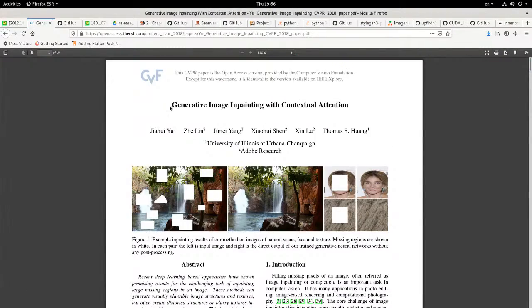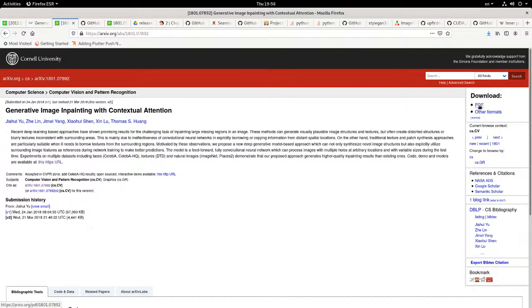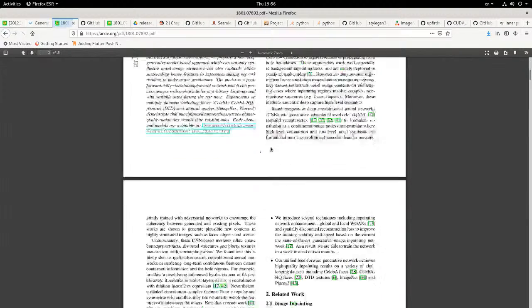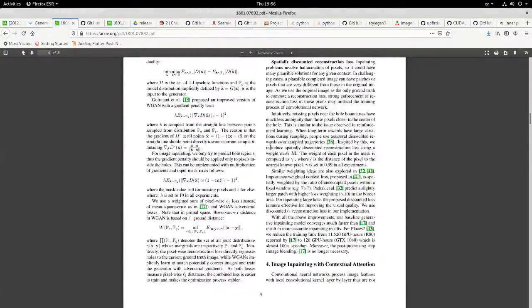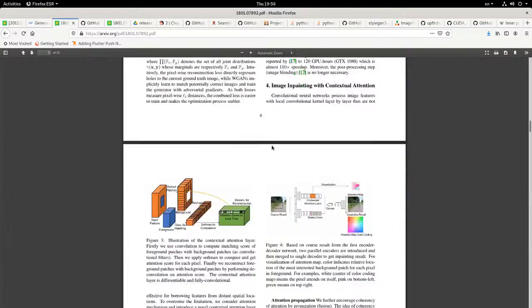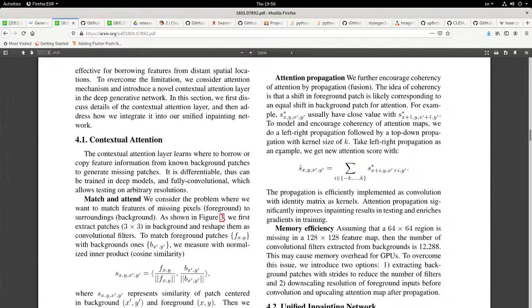I'm going to look this up. Generative inpainting with contextual attention. I don't know. Is this it? I really hope so. I'm having such a hard time understanding this. Well, I tried.